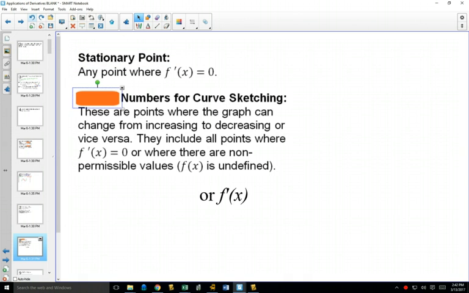Those maximum and those minimum points that we labeled are called stationary points. And a stationary point is any point where that derivative is 0, or if you drew a tangent, it would be a horizontal line with a slope of 0.